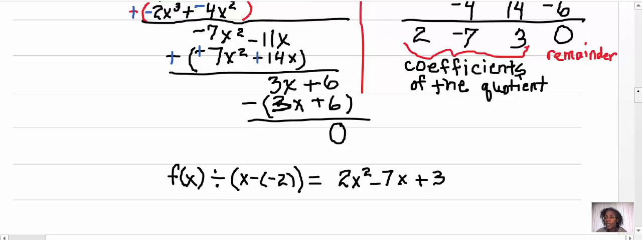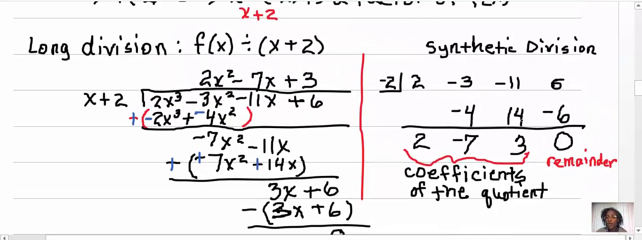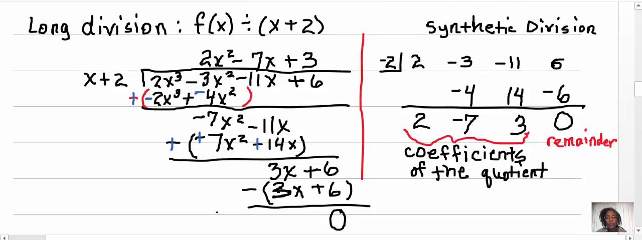And notice in the synthetic division, you don't put any variables and their exponents. You streamline the process that's in the long division. So I hope that you can see the connection between long division and synthetic division. Synthetic division only works for a small set of problems. Long division works for any polynomial division problem. Synthetic division only works if your divisor is of the form x minus c.